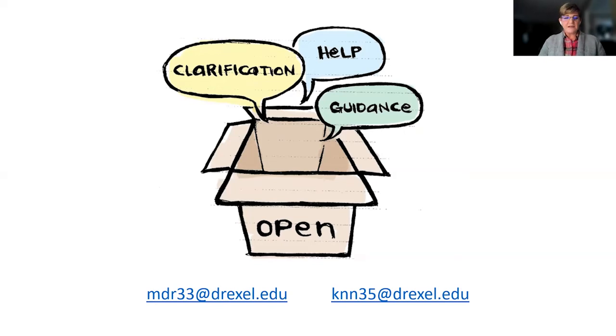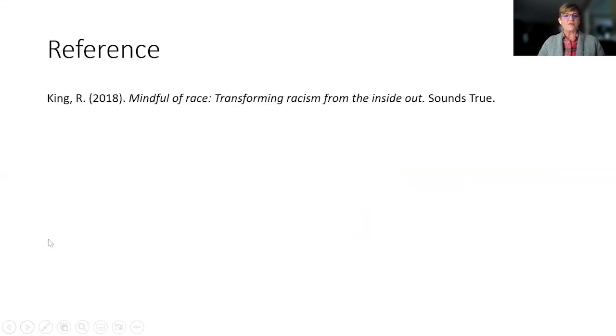So the other thing that's on here is the reference for Mindful of Race, Transforming Racism from the Inside Out by Ruth King, published in 2018. It's a fabulous, fabulous book. I highly recommend it. Ruth King is a lovely, lovely person. I follow her on all social media, and I just can't say enough wonderful things about that human being who has brought so much to my life and so much joy.